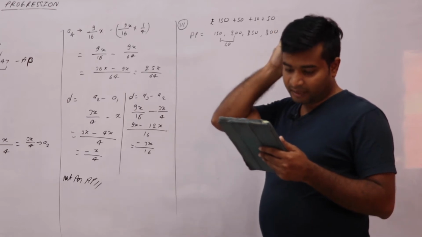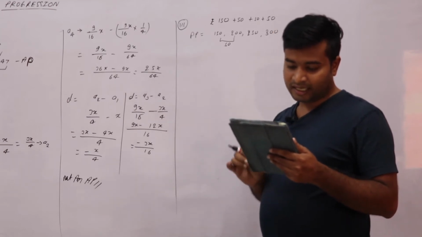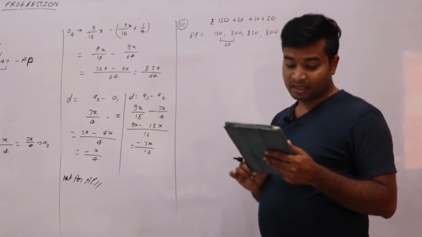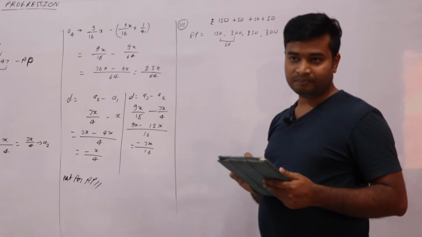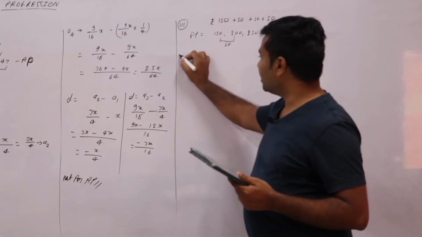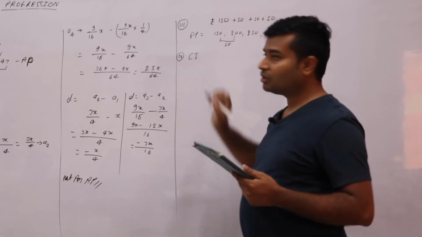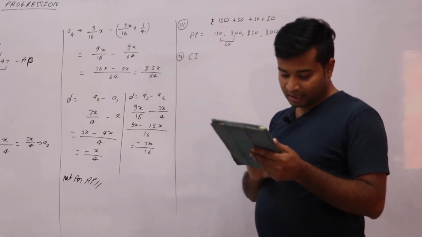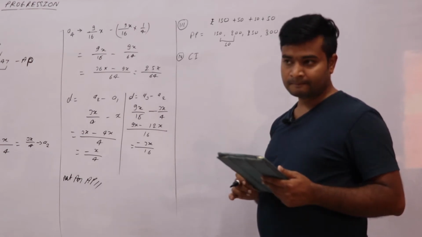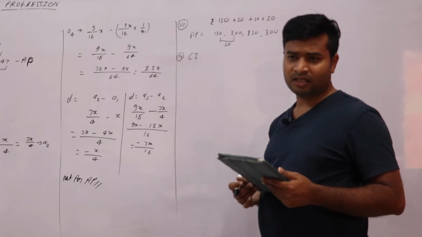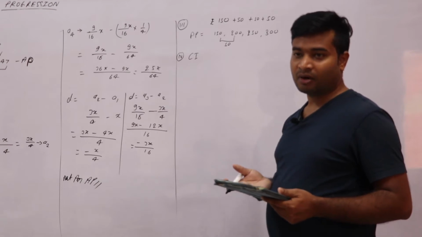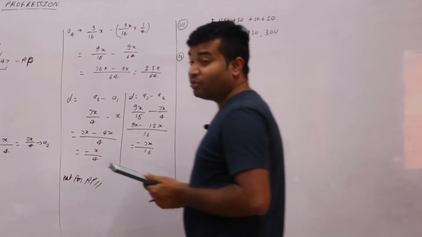The amount of money in the account every year when 10,000 is deposited at compound interest at 8% per annum. See, what is it saying here? It is saying CI, compound interest. What is the formula for CI? You have learned it in the 8th standard, not in the 10th standard. Compound interest.